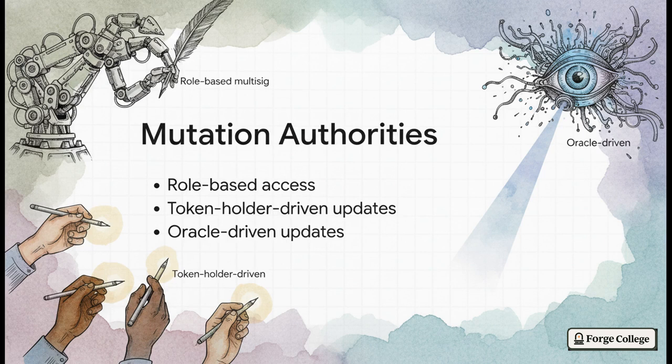Then there's token holder-driven updates. This is incredibly empowering, letting owners change their own NFT names and stuff. But honestly, if you don't charge a fee, get ready for endless spam attacks on your contract. And third, Oracle-driven updates. These are amazing for triggering off-chain game events, but they introduce the sheer chaos of relying on external dependencies being online 24/7. So pick your poison carefully.